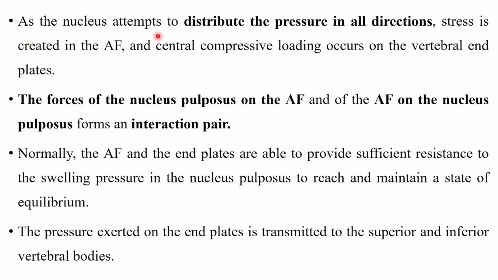As the nucleus pulposus attempts to distribute the pressure in all directions, stress is created in the annulus fibrosus and a central compressive loading occurs on the vertebral end plates. The force of the nucleus pulposus on the annulus fibrosus and of the annulus fibrosus on the nucleus pulposus forms an interaction pair. Normally, the annulus fibrosus and the end plates are able to provide sufficient resistance to the swelling pressure in the nucleus pulposus to reach and maintain a state of equilibrium. The pressure exerted on the end plates is transmitted to the superior and inferior vertebral bodies.